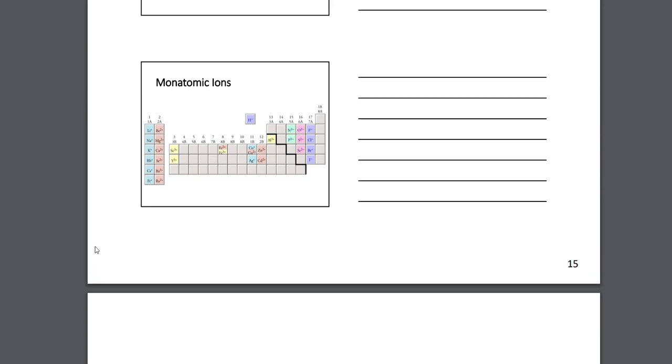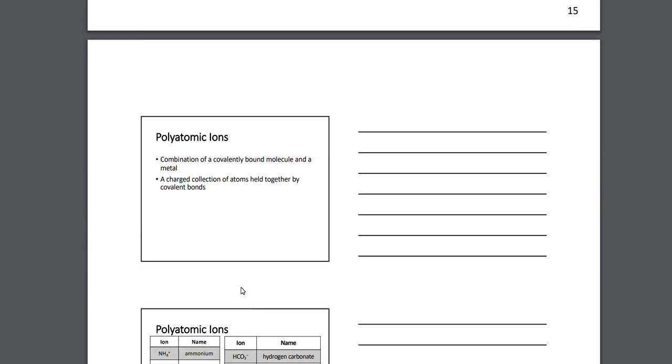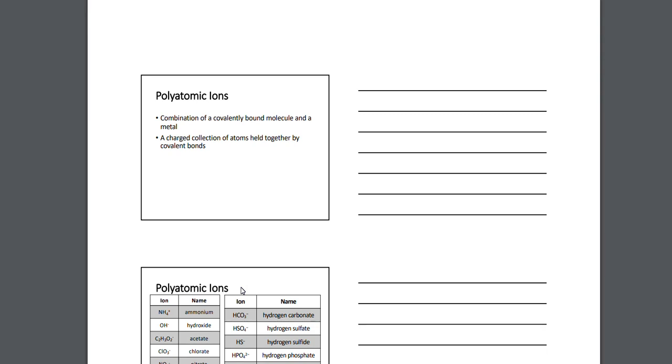Sometimes there's a chance that polyatomic ions are formed, or polyatomic ions, in other words, form an ionic bond with a metal. So it's a combination of a covalent bond molecule. You have a covalent bond molecule that has an abundance of negative charge, and it's willing to form an ionic bond with a metal. So the covalently bonded molecule will basically behave like an anion in most cases and form an ionic compound with a metal.